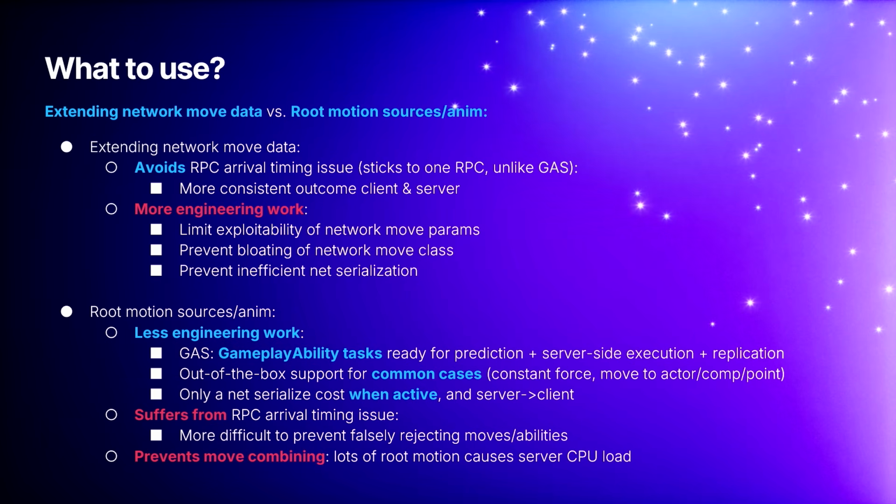The nice thing about root motion sources is that it's less engineering work because there are some default types already. And they also only have a net serialization cost when they're active. So it's a bit easier to keep that efficient networking-wise. But again, that suffers from the RPC arrival timing issue, and also having root motion sources active prevents move combining, which can be costly.